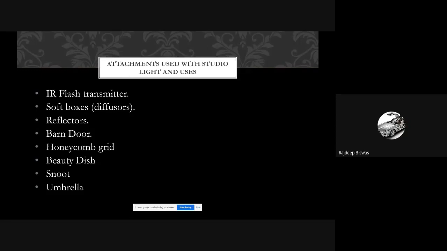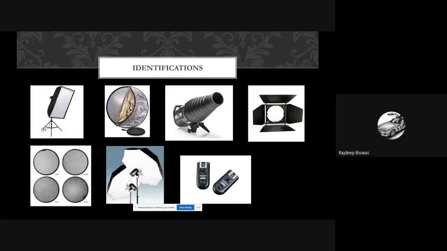Okay. Now, generally, these are the things which we find in a studio environment. Flash transmitter, soft boxes or diffusers, reflectors, barn door, honeycomb grid, beauty dish, snoot, umbrella. Now, this list is not exhaustive. There are many other things which you can use. On the extreme left top, you see a soft box, and then you see a reflector, and then after that you see a snoot. After that you see a barn door. Coming to the bottom, extremely on the left, you see a honeycomb, and then you see an umbrella, and last, the IR transmitter, which you place on your camera.